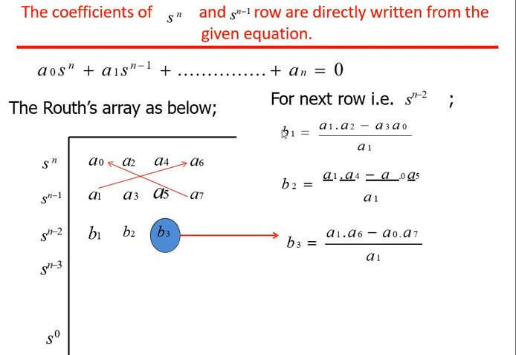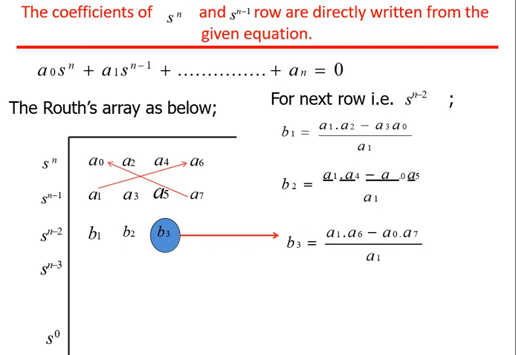Again, see B3, this first element is considered every time, that you have to keep in mind, and A1 is divided for that, also keep in mind, and this cross multiplication is done and minus is taken. So like this, here this A1 into A6 minus A0 into A7, that you have to keep in mind, divided by this A1. So this is all about this B1, B2, B3.